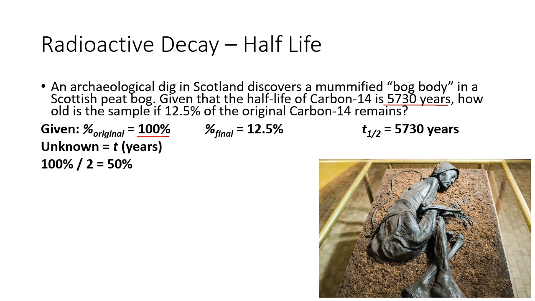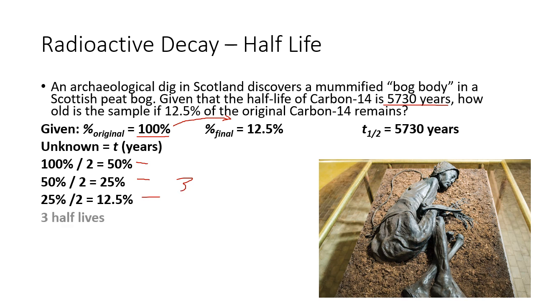So we're just going to go through this until we get from 100% down to 12.5%. 100% divided by 2 is 50%, divided by 2 is 25%, and then divided by 2 is 12.5%. This is 1, 2, 3 half-lives. So I know that this is 3 half-lives. I multiply 5,730 years by 3 half-lives, and I get 17,200 years. I use 3 half-lives because that's what I got up above.